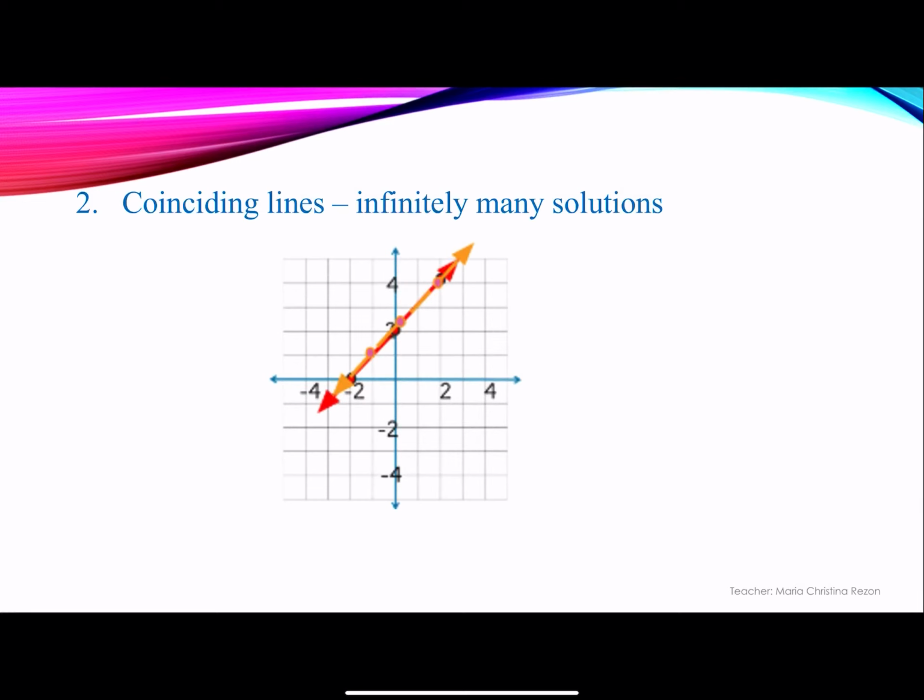Another one is the coinciding lines. That means it has infinitely many solutions, and the graph would look like this. The lines coincide each other, and every point of this line is a solution to the system of equations. And we call this consistent but dependent.